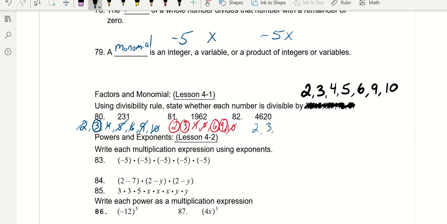2, 3, 4, 5, 6, 9, and 10. I can tell right away it ends in a 0, so I'm going to circle the 5. I'm going to circle the 10. I'm also going to circle the 2. The last 2 digits are 20.